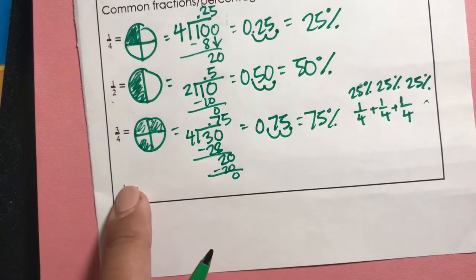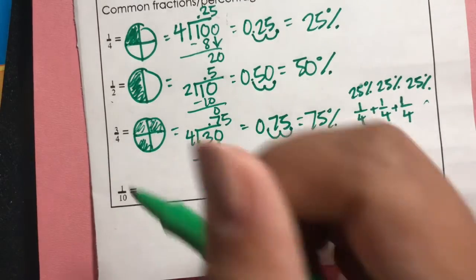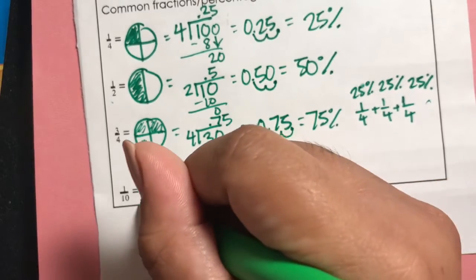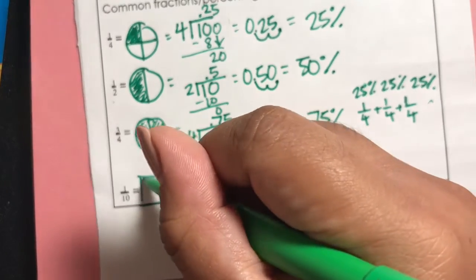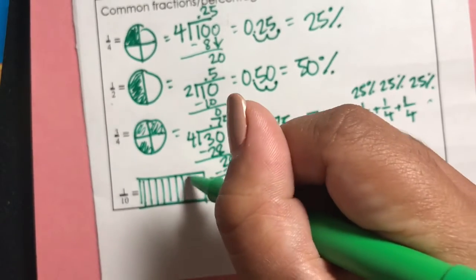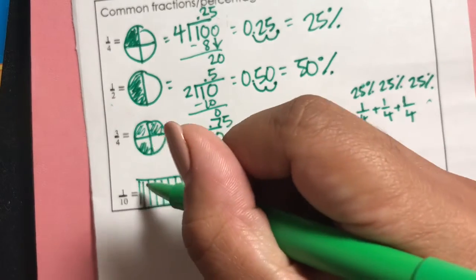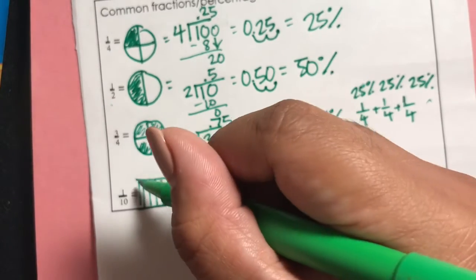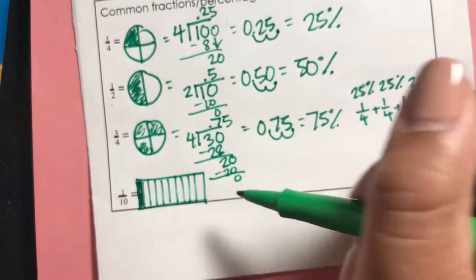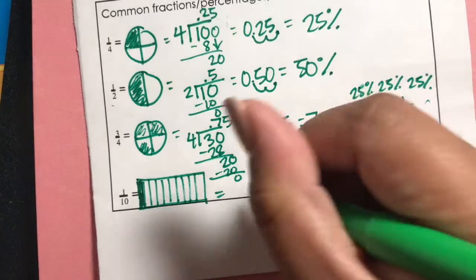Okay, for 1/10, a visual of that. Oh no, I ran out of room. That's okay. I'm going to draw my box here. I'm going to put 10 parts: 1, 2, 3, 4, 5, 6, 7, 8, 9. And then I'm going to color it. So 10 parts makes up 1 whole. And then I'm going to color in 1 part, because it's 1/10. Just put my equal sign here.